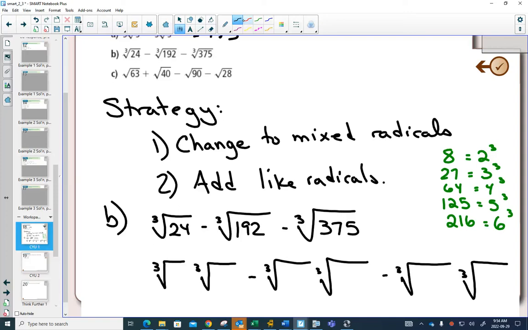Can you see that 24 is divisible by 8? So we would write 8 and 3. 192, a little bit tougher. So we would start, well, not 216, not 125. We try 64. You might even have a calculator, so you'd be like, okay, I'll try 64. And sure enough, it's 64 times 3. Same thing with 375. 216 doesn't work, but 125 does.